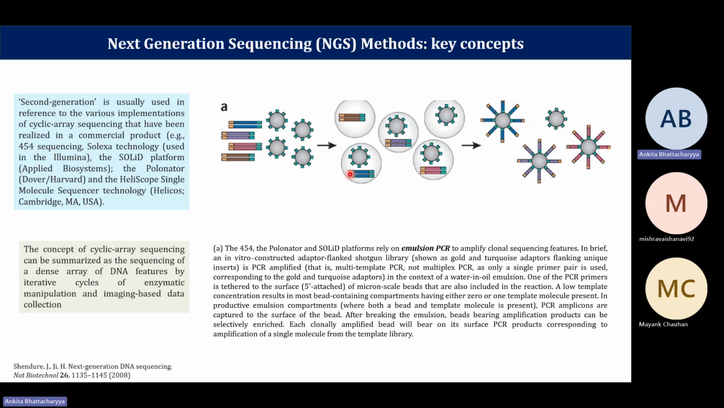So PCR products or PCR amplicons are captured on the bead surface, and then they can be selectively enriched. The beads can be enriched, and on its surface you will have the PCR product, which you can purify if you want to use it for other purposes. So what this entire strategy is basically doing is increasing the amount of template by polymerase chain reaction. So more and more template can be generated for the actual sequencing step.